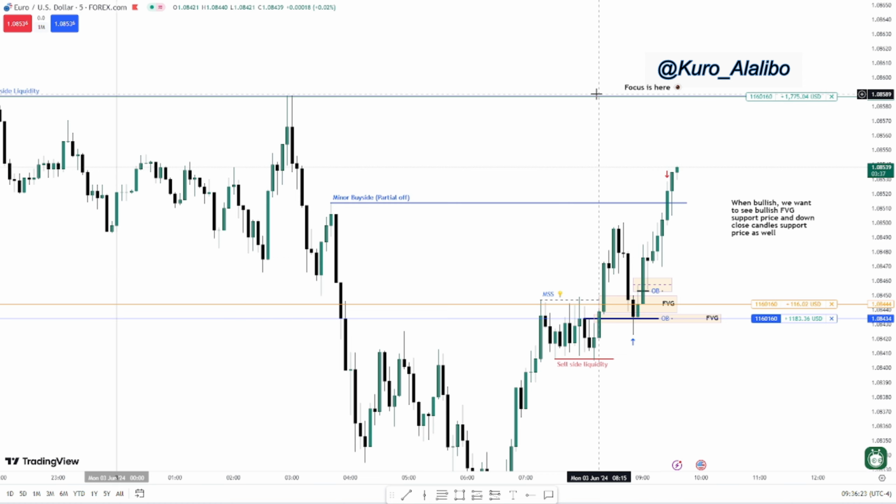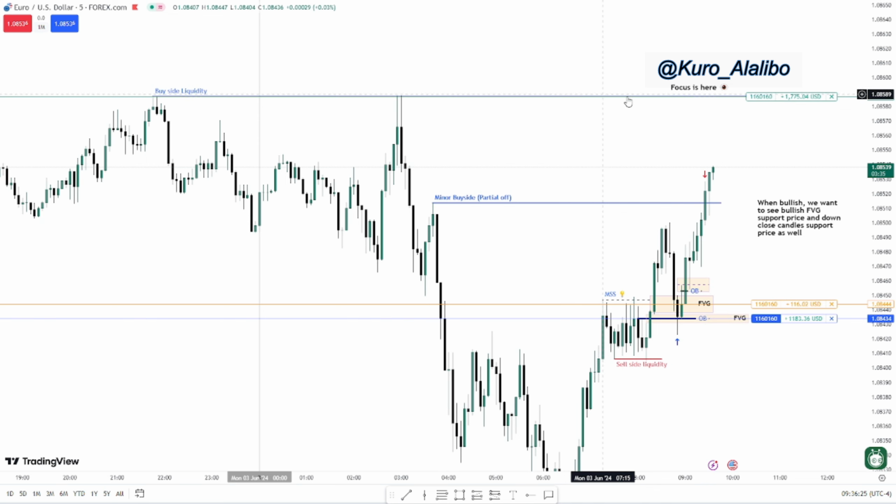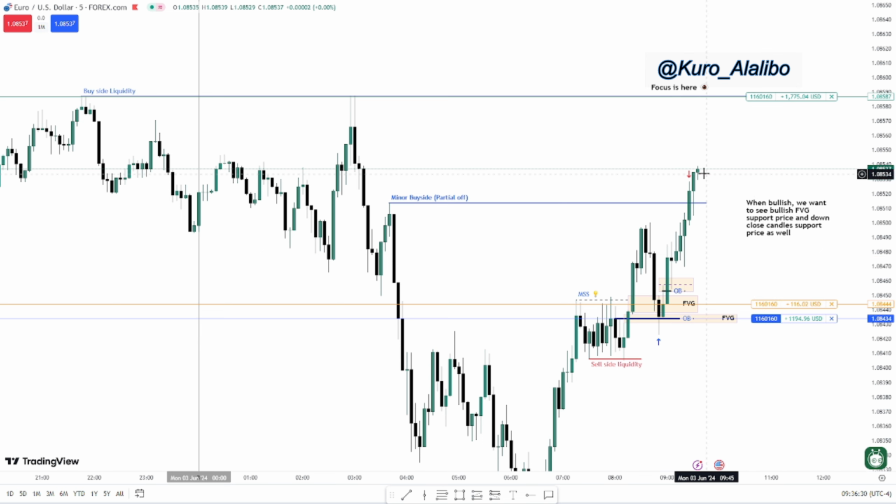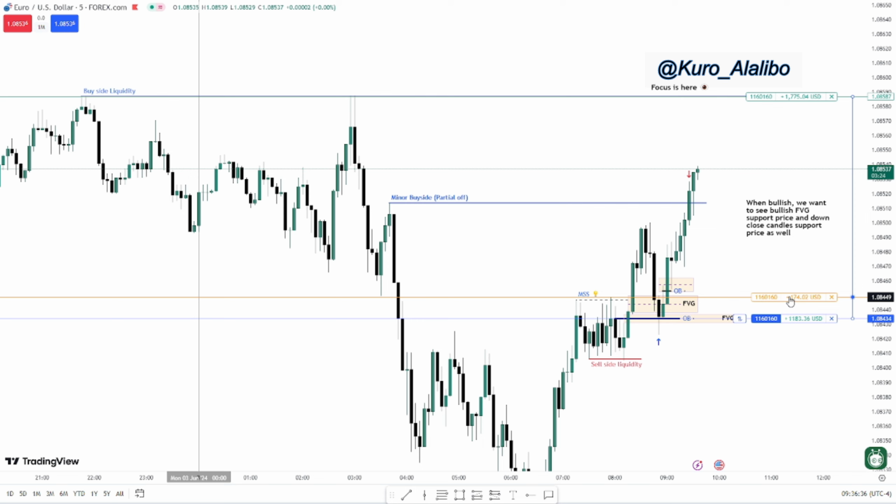So my focus is up here. I'm looking for price to trade up to that level, and here we're creating new equity highs. I'm just going to show my stop loss ever so slightly.